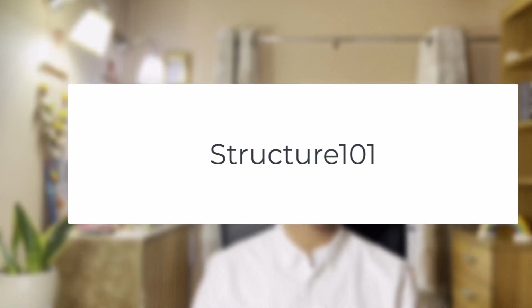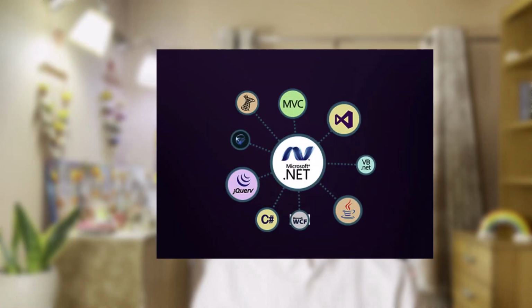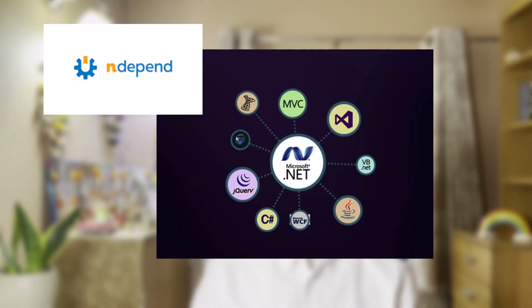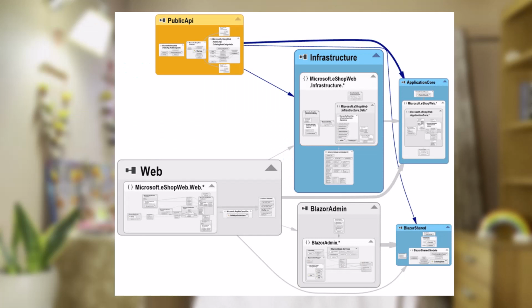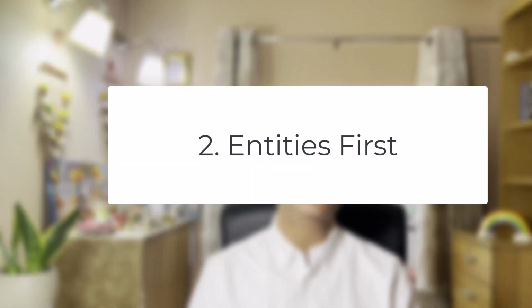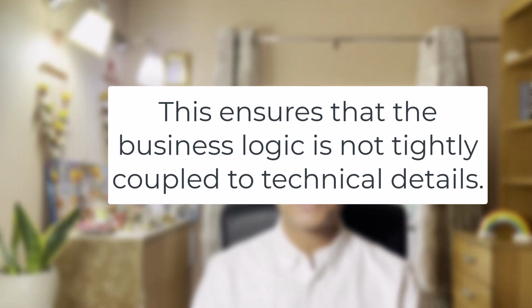Tools like Structure 101, JArchitect, or NDepend can provide visual representation of dependencies. For example, for your .NET applications, you can use NDepend and it will show you the visual representation of dependencies. And in this case, it's all pointing inward. Focus on the business rules and entities first, without considering the external details like database or frameworks. This ensures that the business logic is not tightly coupled to technical details.